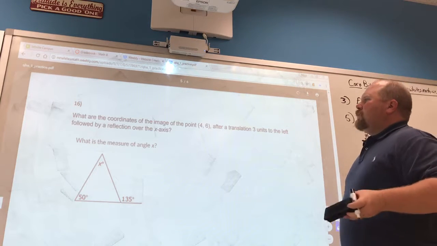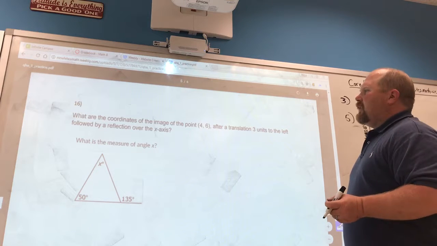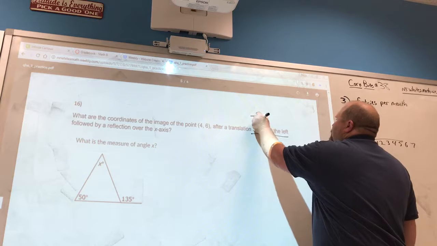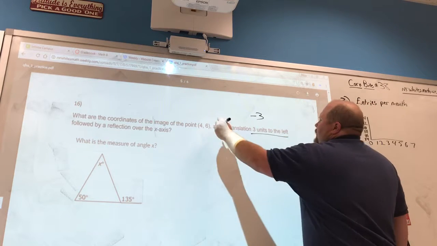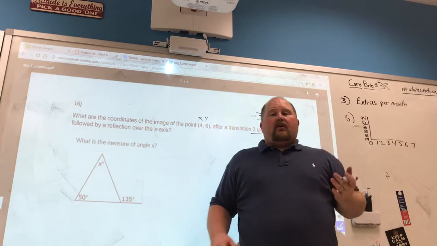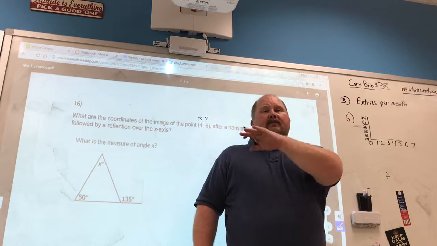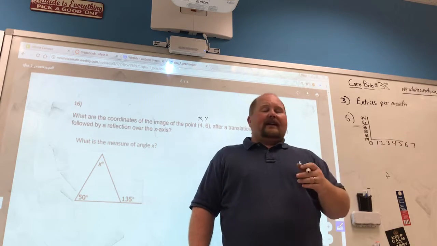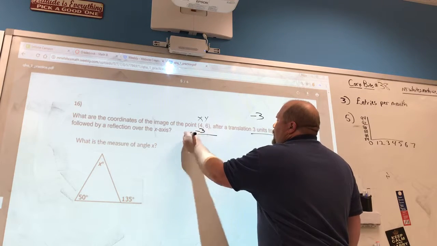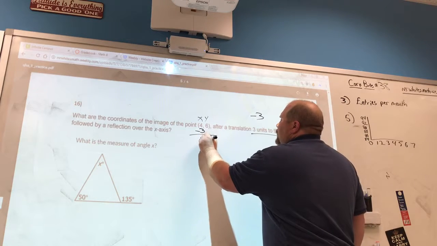Number 16, what are the coordinates of the image of point (4, 6) after translation 3 units to the left, followed by a reflection over the x? Well, 3 units to the left, so that's going to be minus 3 because it's going left. Now, does that affect the x value or the y value? Remember what I told you earlier. If you say no, and x typically means no, you're going to shake your head like this. This is no. So it must be affecting the x value. So we're going to want to subtract 3 off the x value. We're not going to change the y because it doesn't say anything about up or down. So we have 1, 6.